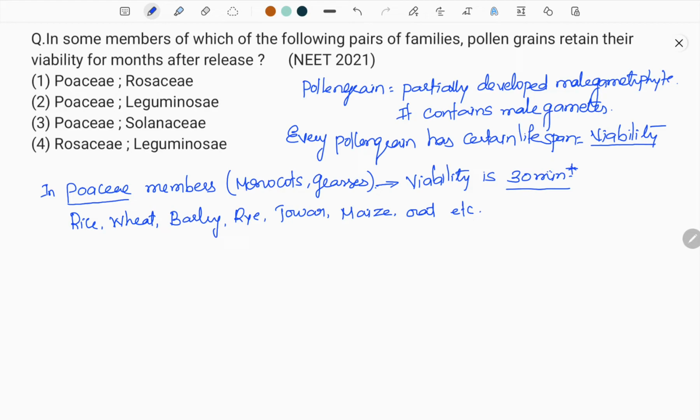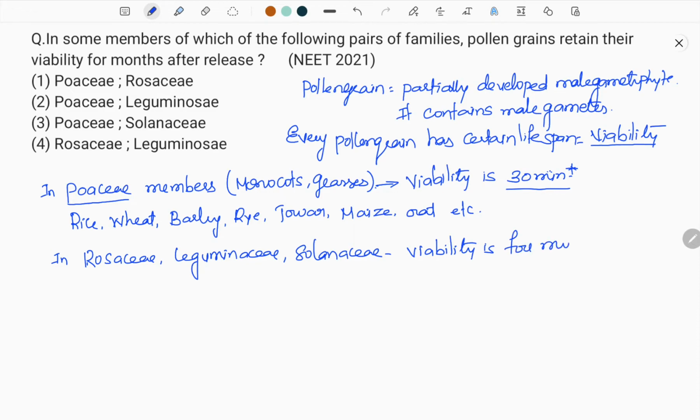Then in some families, like Rosaceae, Leguminaceae, Solanaceae, the viability is for months. So it can be a year, or less than a year, or more than a year.